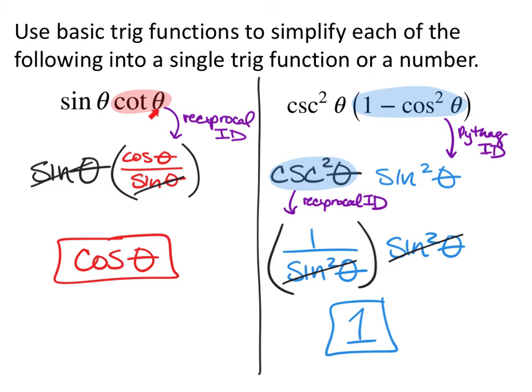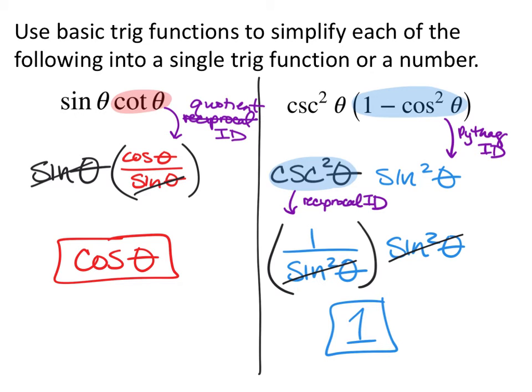Notice that cotangent of theta has a quotient identity, that cotangent theta is cosine theta over sine theta. Okay, so we can use that quotient identity to rewrite it. And then we notice that sine of theta over sine of theta is going to cancel out. So we just have cosine theta left. And I'm done.